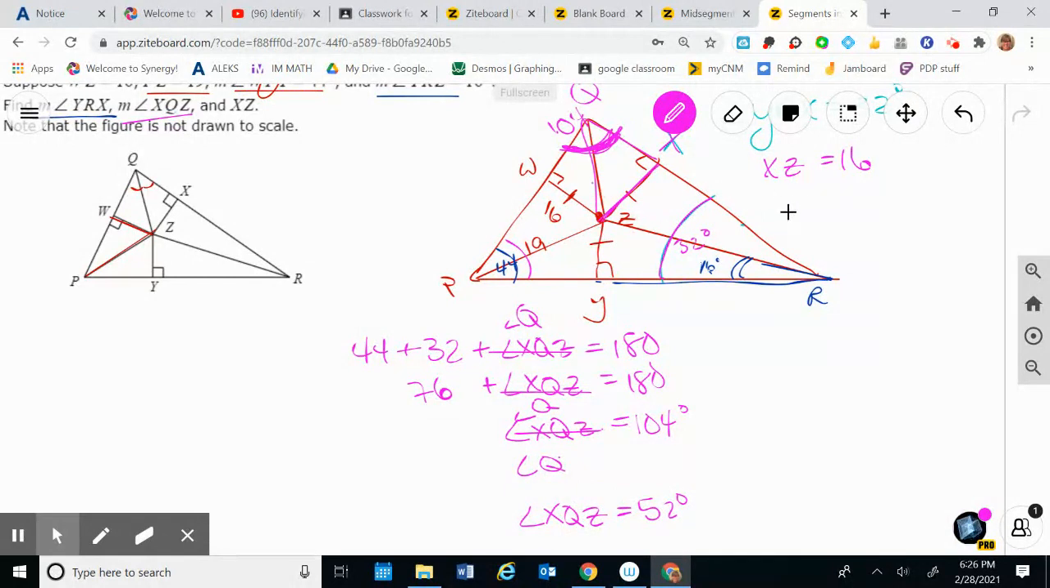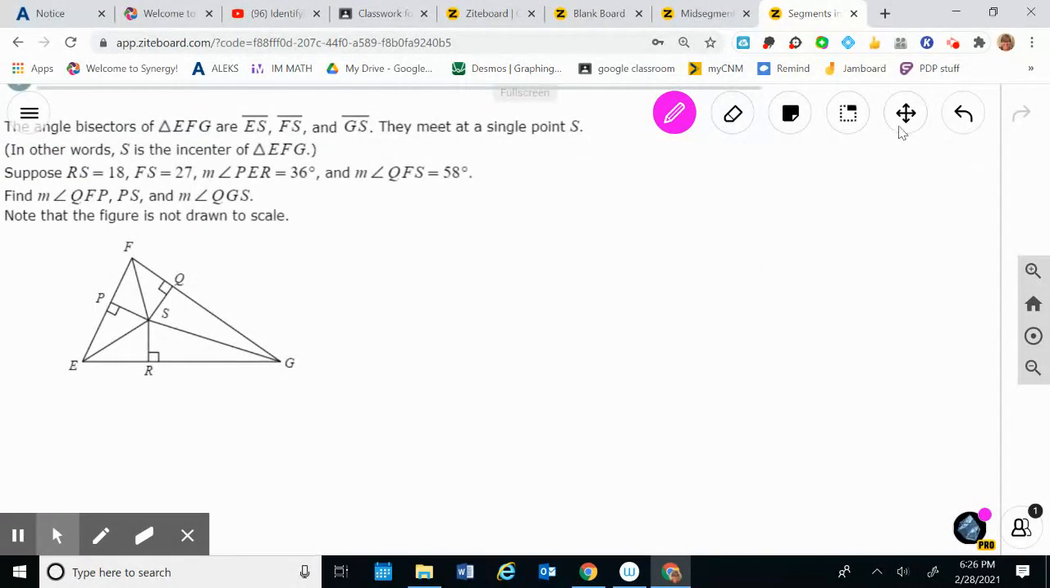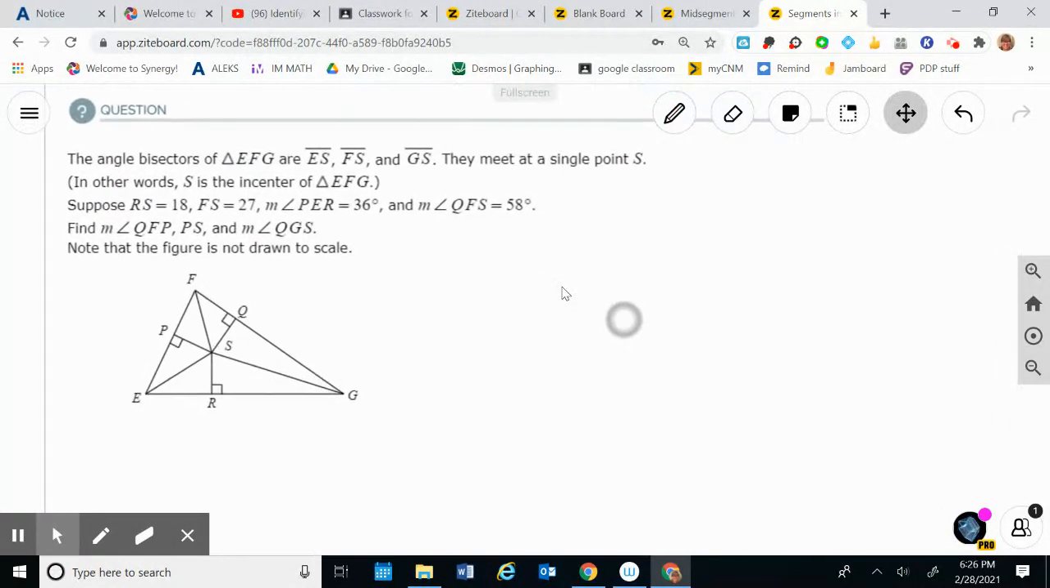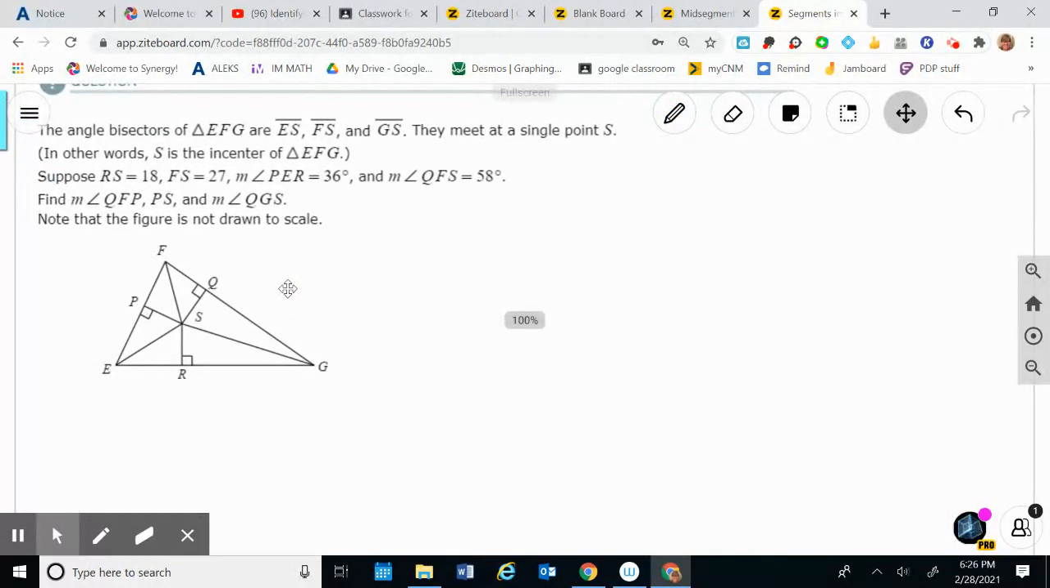All right, let's try the next one. Again, pause it if you need. Oh man, I don't know why it's being so small. Okay, again, angle bisectors, guys. So I'm going to go ahead and zoom in even more. I think I can zoom in with this tool. Oh, I can't zoom any more than that. Okay, so I'm going to go ahead and mark this one.